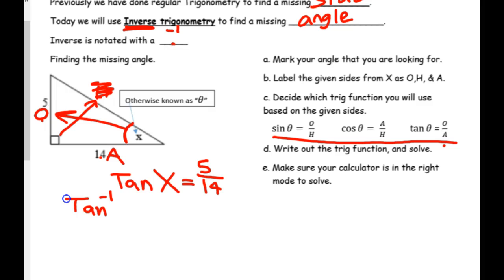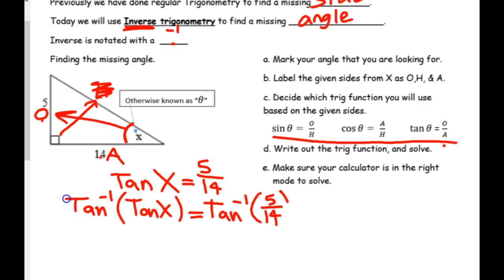Now, tan inverse, parentheses, and then I'm going to rewrite this part, tan X. So if I do a tan inverse on the left, I'm going to do a tan inverse on the right. So tan inverse 5 over 14.